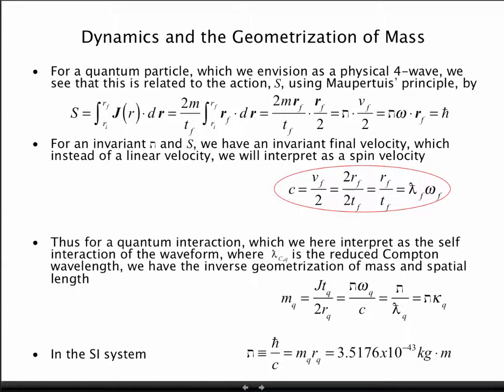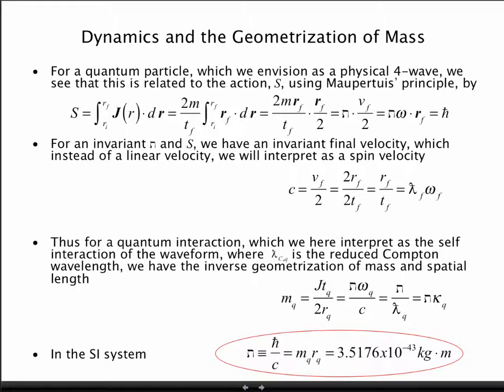As both tau and the action, in this case h bar, are invariant, this means that the final spin velocity of the interaction is invariant and equal to twice the speed of light. We would interpret the doubling to indicate a reversal of rotation associated with a spin flip. In terms of the inertial constant, the spatial length represents the reduced Compton wavelength and hence the particle's angular wave number.